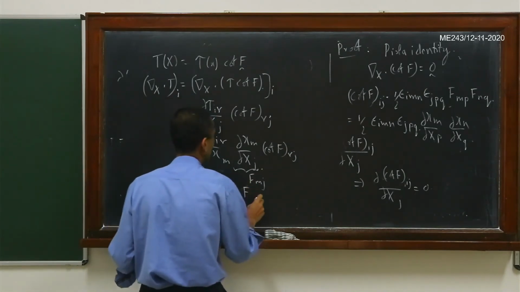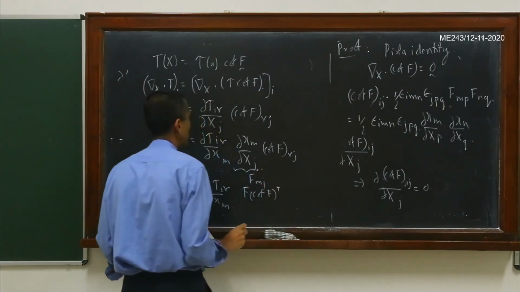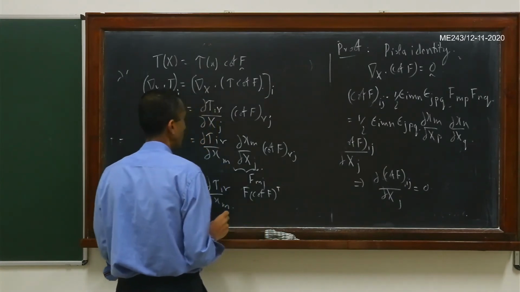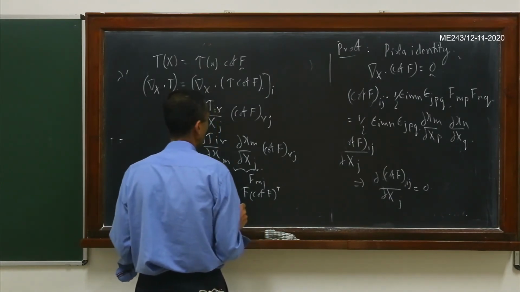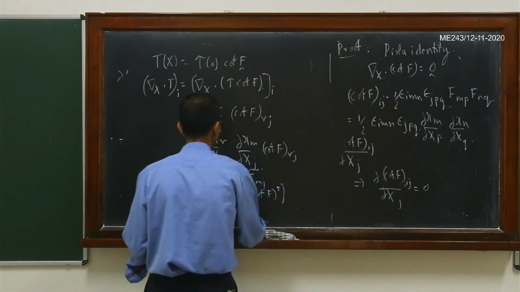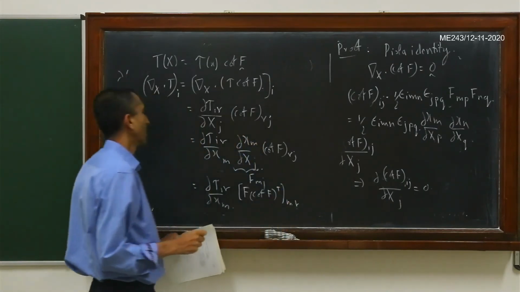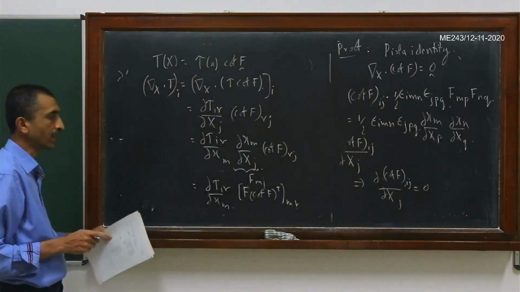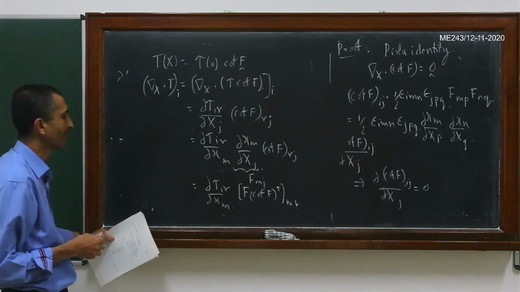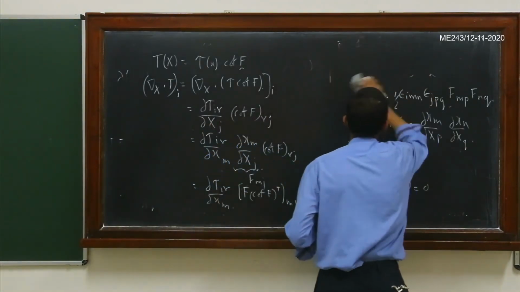f times cofactor of f transpose, the m r component. And we have seen that f times cofactor f transpose is nothing but determinant of f times identity tensor. So let me just write it here.